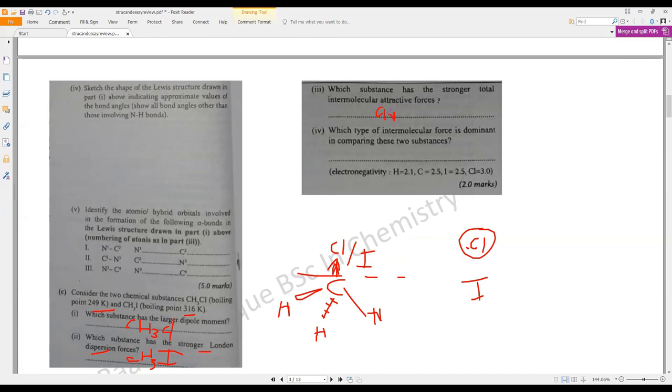This is very similar to question number 2. Okay, because that one is asking about the intermolecular forces, this is asking total. So there you should consider intermolecular as well as intramolecular forces. So which type of intermolecular forces is dominant? So this should be London forces. Okay, you can write London dispersion forces.